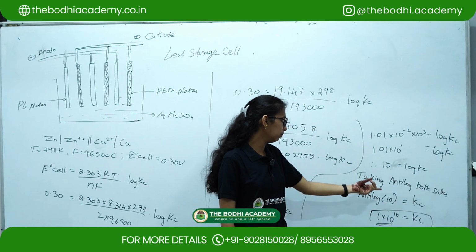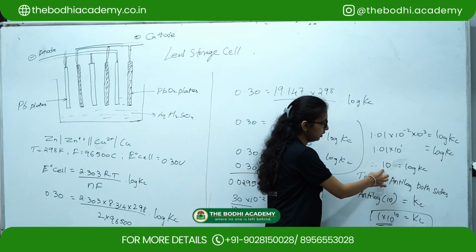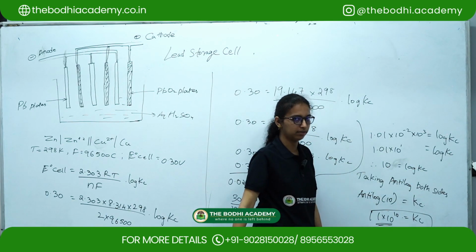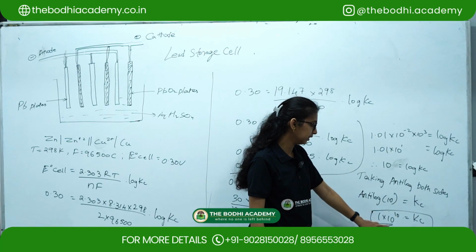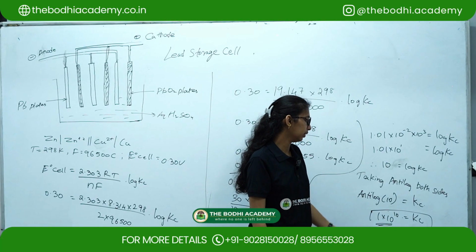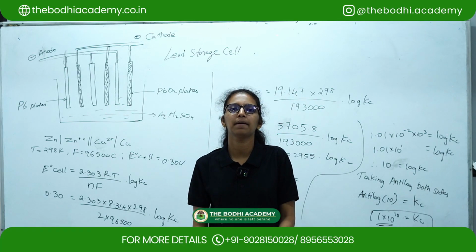Then take antilog on both the sides. When you take antilog on both the sides, this log and antilog gets cancelled. You have to find the antilog of 10. So antilog of 10 is 1 into 10 raised to the power 10. So answer is 1 into 10 raised to the power 10 Kc.